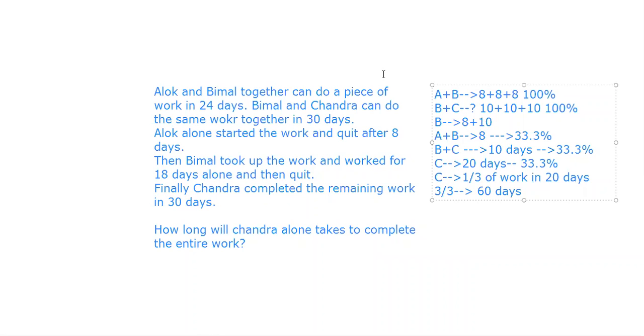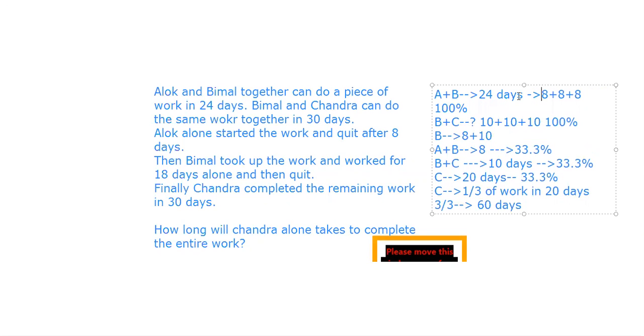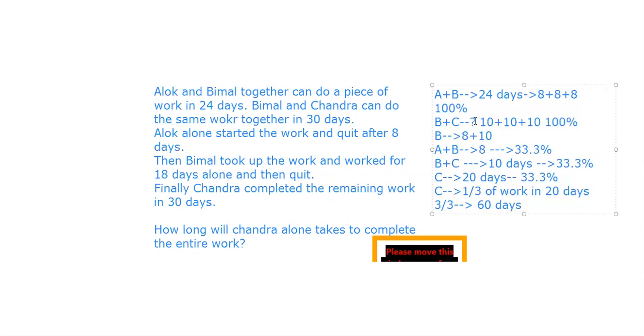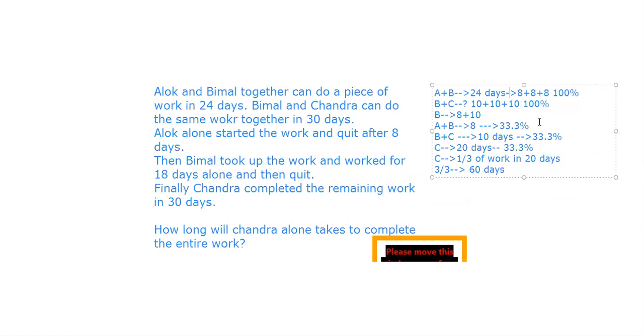No, sir. Which part you didn't understand? How you divided that 8 plus 8 plus 8. A and B together, they complete the work in 24 days, or not? Yes. 24 days, I can split it as 8 plus 8 plus 8 days, or not? So for every 8 days, they will be completing 1/3 of the work. Alok worked alone for 8 days, Bimal worked alone for 8 days. So together, they would have worked for 8 days, and have completed 33.3% of the work.